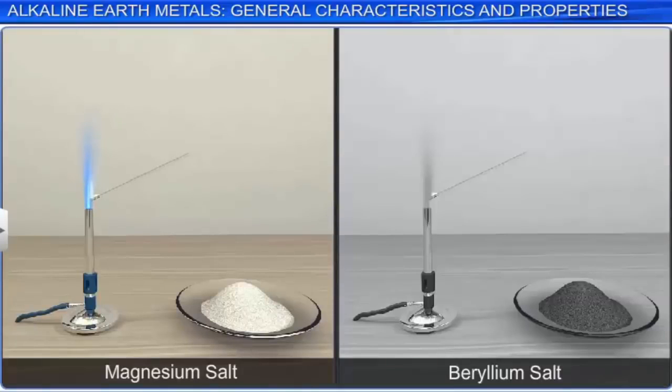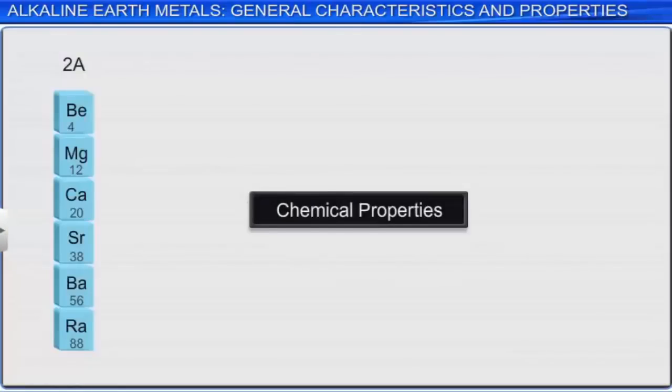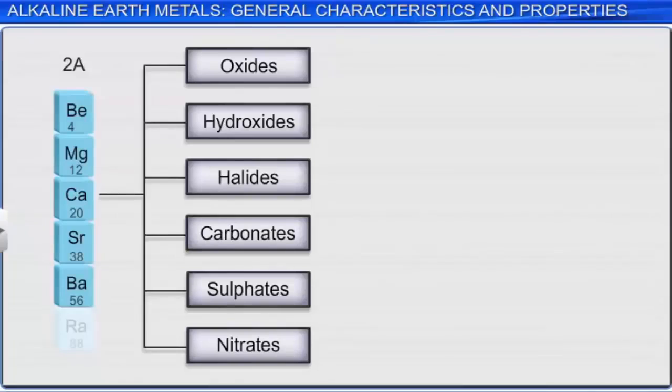Now we should discuss various chemical properties of the alkaline earth metals. In general, the alkaline earth metals are less reactive than the alkali metals. The group 2 metals form a variety of different types of compounds. Our focus is on the oxides, hydroxides, halides, carbonates, sulfates, and nitrates. We'll discuss each of these in turn.